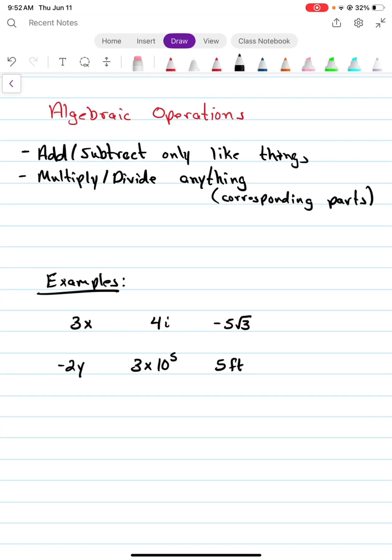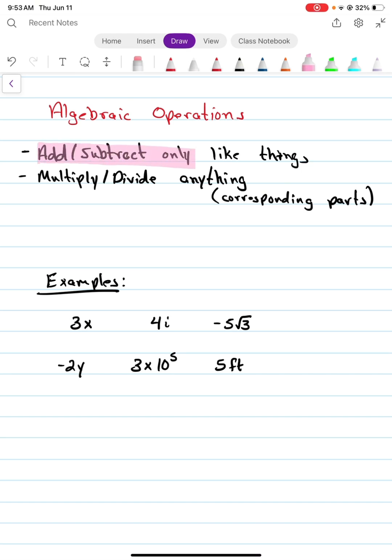In this video, we're going to talk about algebraic operations, and I just want to share with you that across the board, everything we do in math follows these exact same set of rules. We're not going to teach them separately, we're going to teach them together, and just know that it applies to everything. First off, adding, subtracting.